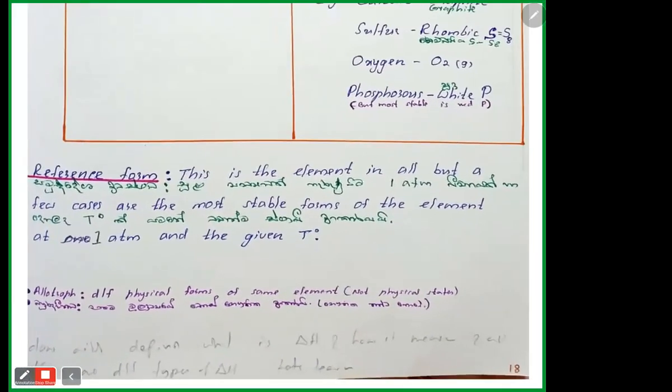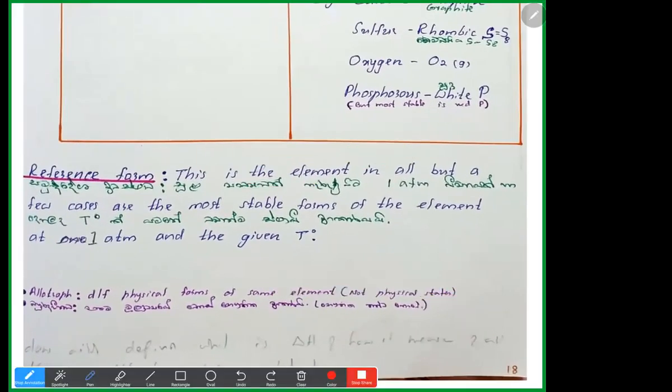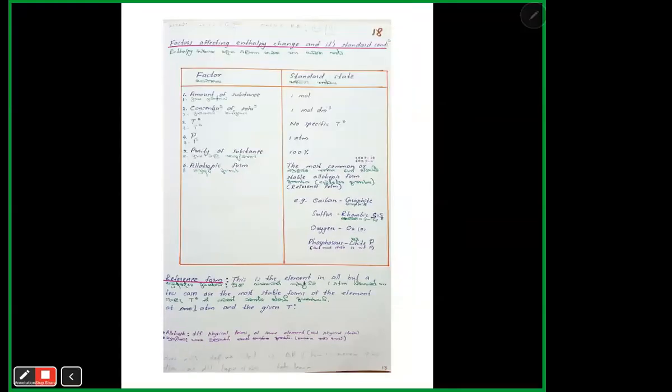Okay, this is the definition I have taken from your resource book. The reference form is whatever this allotropic form is: the element in its most stable form, almost all the time most stable, but not always. They say in all but a few cases. There are a few cases, but almost all the time it's the more stable, but sometimes it's the abundant one, at 1 atm pressure and the given temperature. That is considered the reference form.